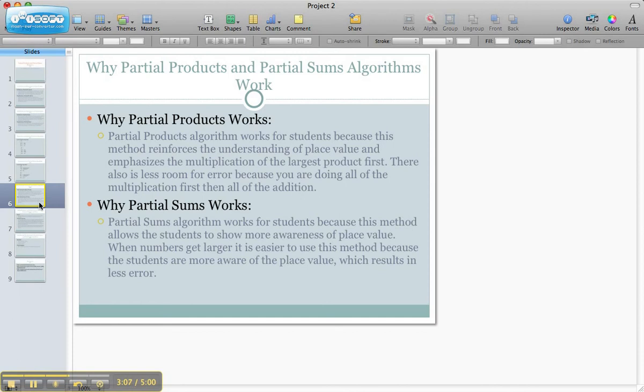Why partial sums works: the partial sums algorithm works for students because this method allows the students to show more awareness of place value. When numbers get larger, it is easier to use this method because the students are more aware of the place value, which results in less error.